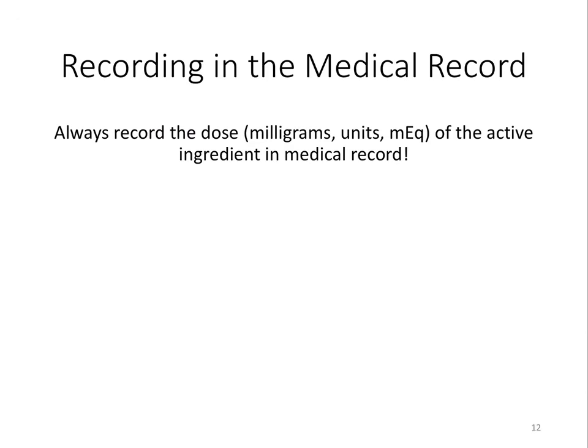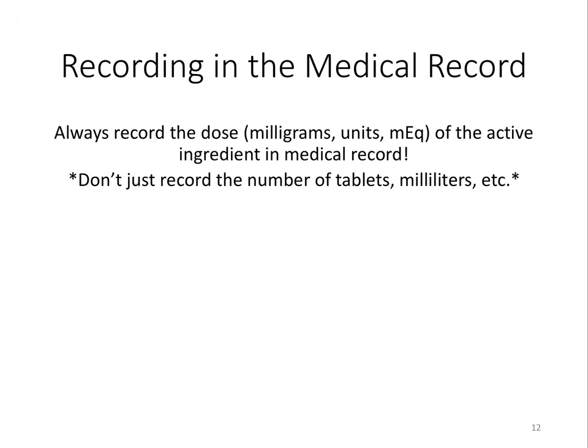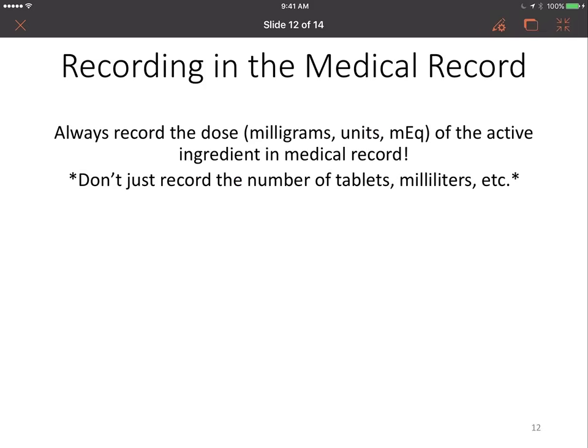It's important to note that when you're recording information in the patient's medical record, you always record the drug dose of the active ingredient, such as the number of milligrams of drug or units of drug, or it could be milliequivalents if it's an electrolyte or something like that. Don't just record the number of tablets or milliliters. If you simply write down that this animal got 20 mils of some drug, that gives you absolutely no information whatsoever.